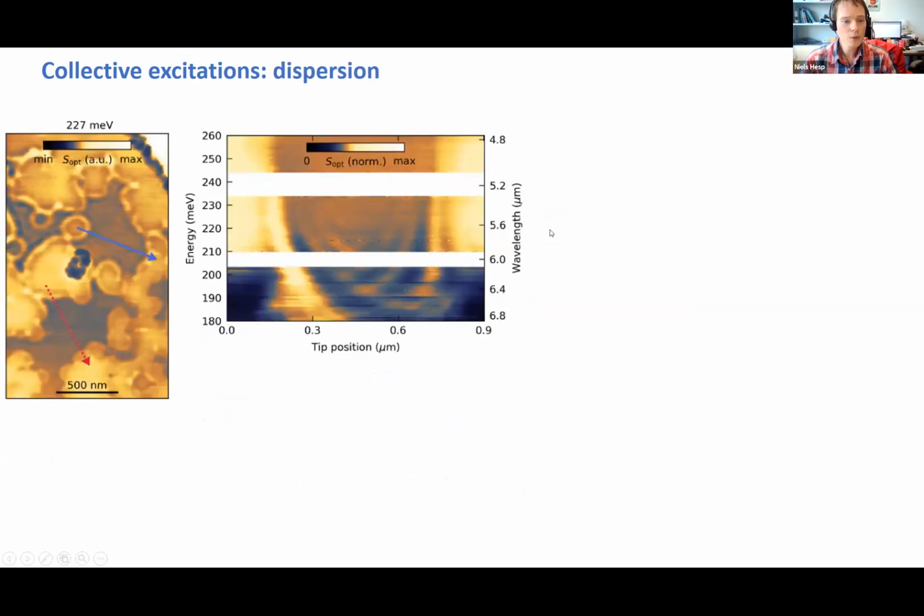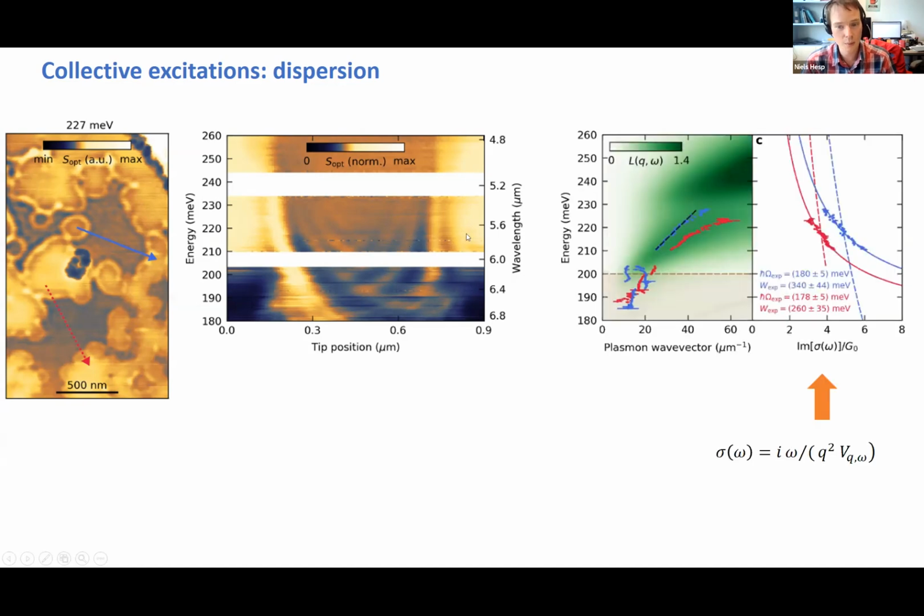In the experiment to determine the dispersion of these plasmonic excitations, we scan along one of these lines. We stay fixed in position, scanning along this line, and vary the excitation energy while scanning. Here we see these plasmonic excitations changing their wavelength, so changing their momentum. We can extract the momentum from this. That's what you see here, the plasmon wave vector increasing, so shorter wavelength for higher energies. This in turn we can correlate with the resonance condition of a plasmonic excitation, which relates the optical conductivity to the plasmon wave vector. From this, we deduce what the optical conductivity should be.